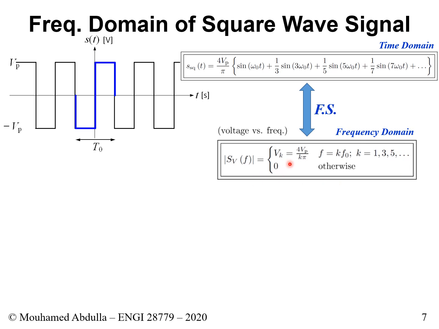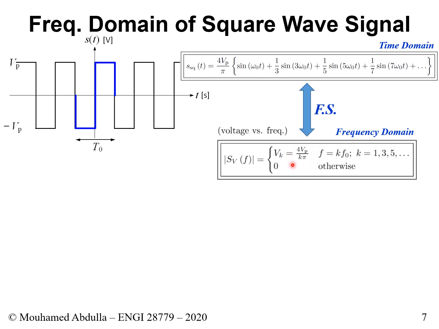So here, these values that you see are the peak values of each sinusoid. So again, if I ask you what is the peak value of a specific sinusoid, it's simply 4 Vp over k pi. k is whichever one you're looking at. This is the peak value of each sinusoid, not Vp. Vp is the peak value of the square wave. It is not the peak value of each sinusoid. The peak value of each sinusoid is this thing here, right?